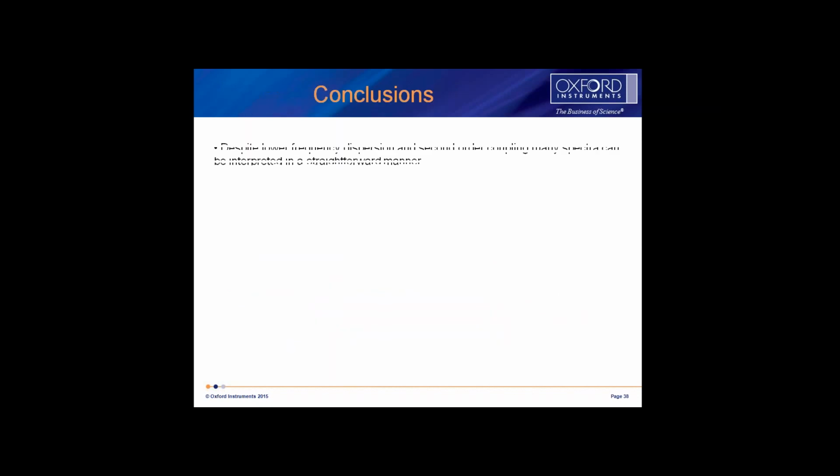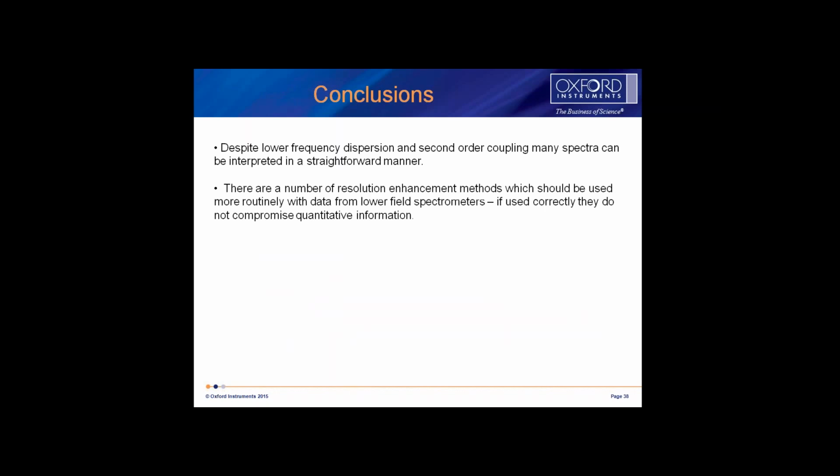So the conclusions are that despite the low frequency dispersion and second order couplings, many spectra that you can collect on a benchtop NMR can be interpreted in a straightforward manner. There are a number of resolution enhancement methods which, given the frequency dispersion, maybe should be used routinely with data from low field spectrometers. But if used correctly, they don't compromise the quantitative information within the spectra.